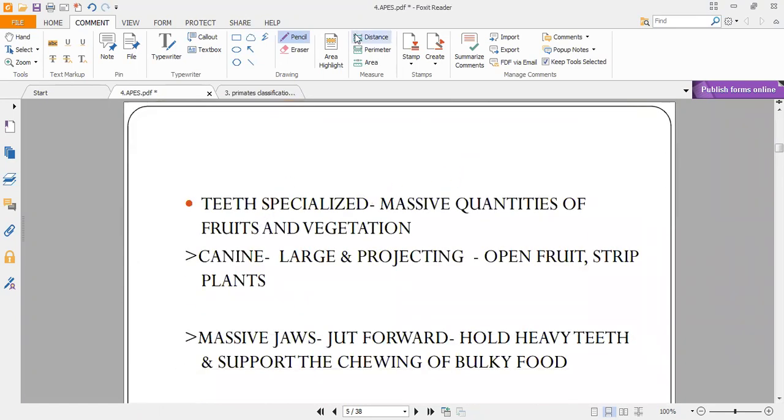Their teeth are specialized so that they can eat massive quantities of fruits and vegetables. The raw fruits and vegetables they normally eat, a very massive quantity of raw fruits and vegetables, and for that they need to have very specialized teeth.